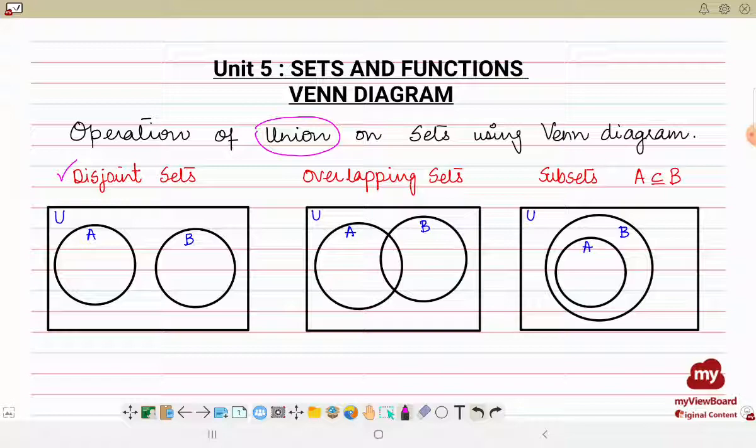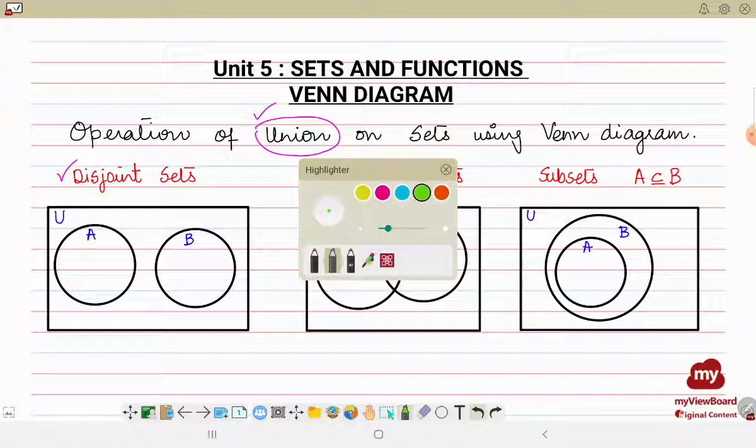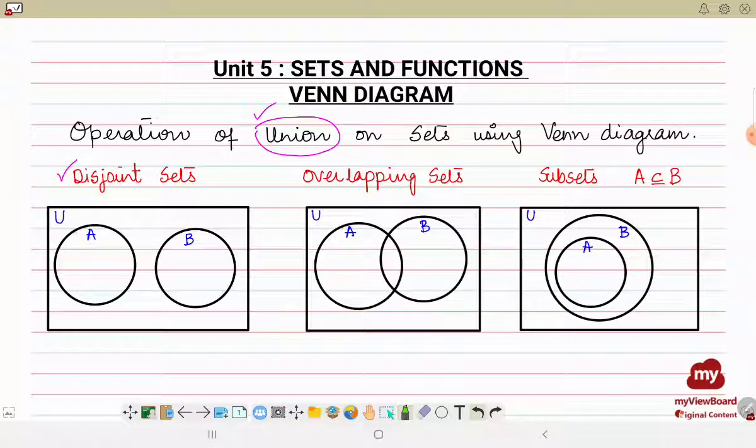Now union means how we take the union of the two sets. Union means to combine all the elements, right? So how we are going to represent the union with the help of shaded portion, that when we combine all the elements, so all the elements of A comes in the union and all the elements of B also comes in the union. So this shaded portion represents A union B, right? So green portion represents A union B, or you can say the horizontal lines.